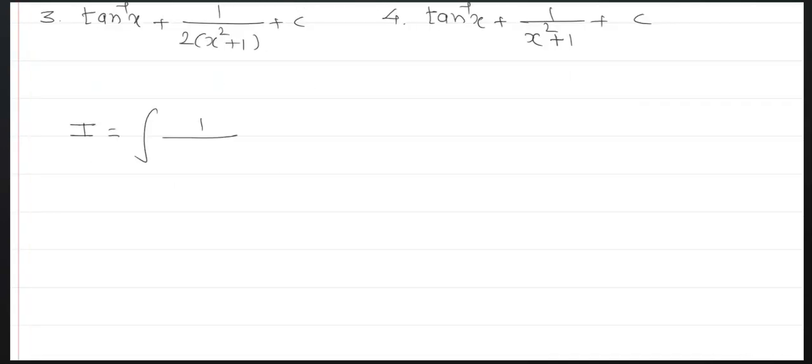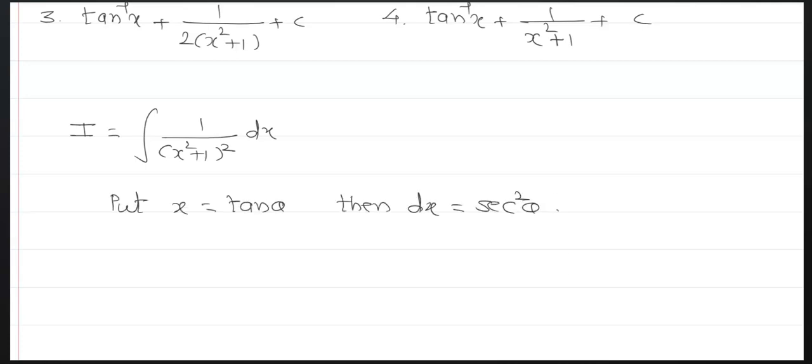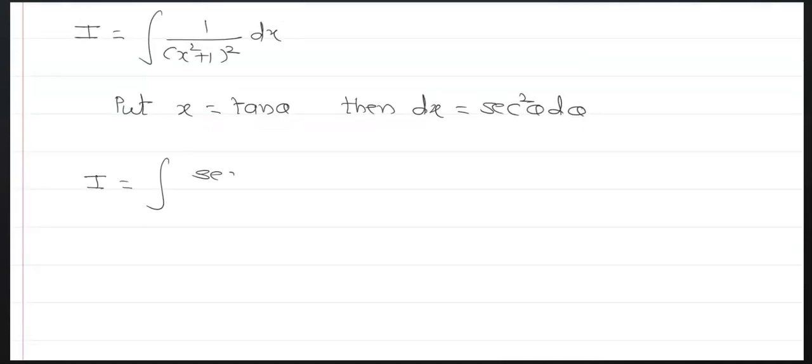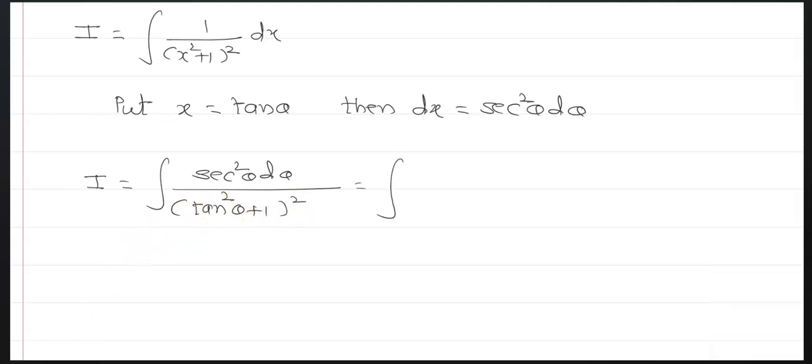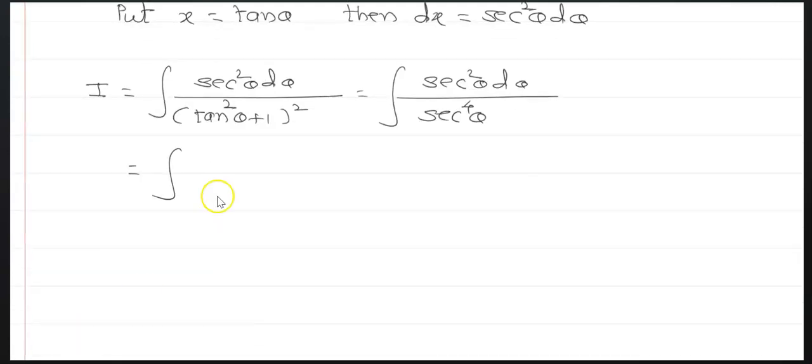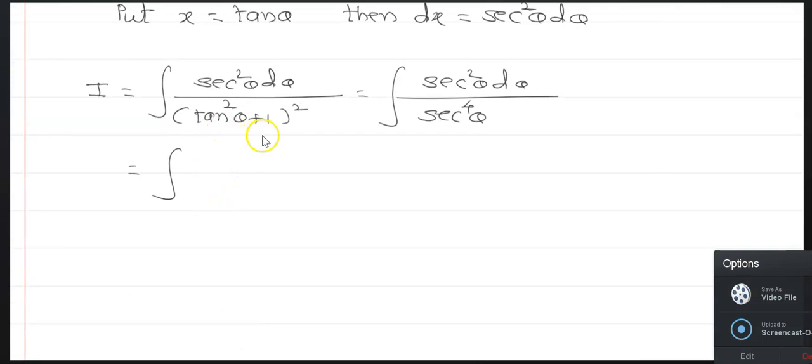Put x is equals to tan theta. Then dx is equals to sec square theta into d theta. Integral I is equals to sec square theta into d theta upon (tan square theta plus 1) bracket square. Tan square theta plus 1 means what? Sec square theta, and bracket square, it is sec raised to 4 theta.